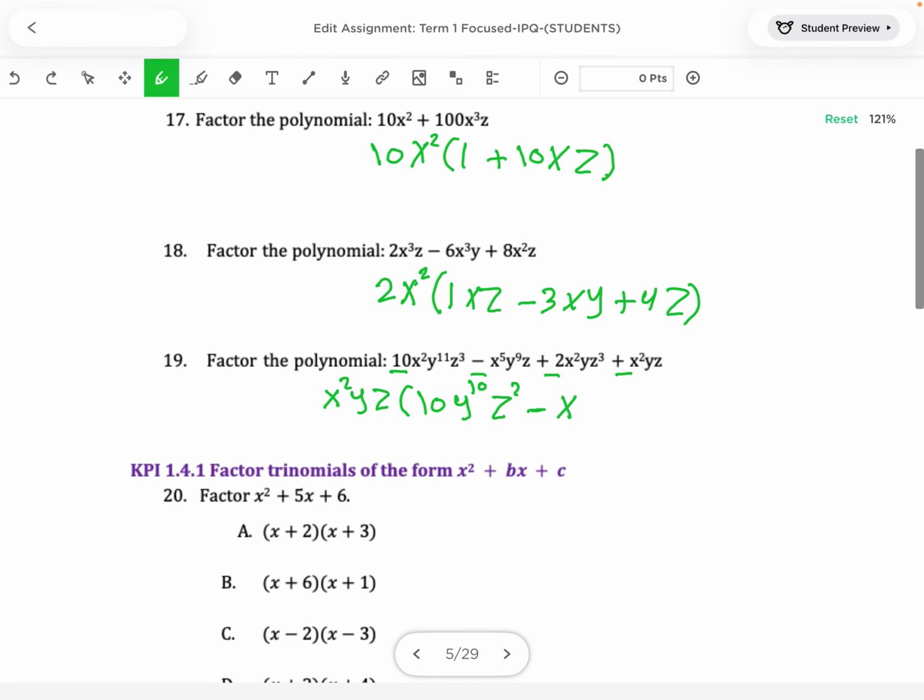Minus x to the power 3, 9 minus 1 for y will be y power 8, with z divided by z cancelled, plus 2, x squared gone, y gone, z power 3 divided by z is z power 2. 1 divided by 1 is 1, x squared cancelled, y cancelled, z cancelled. And that's it.